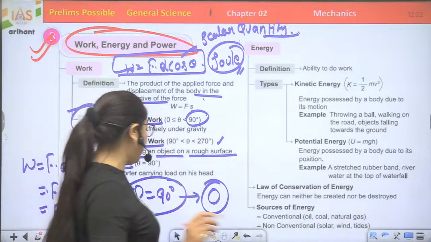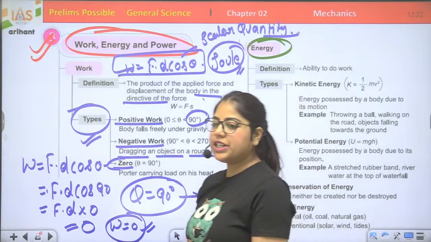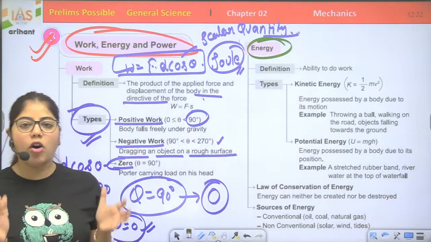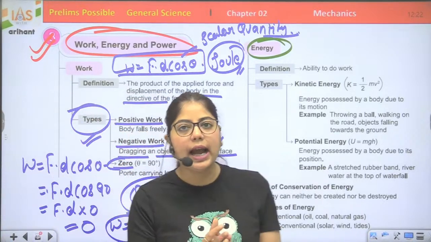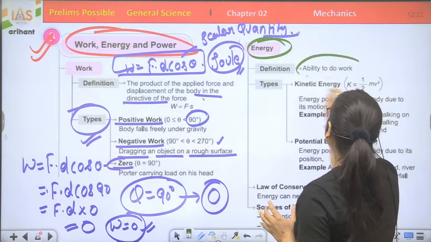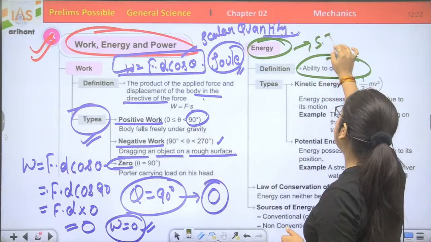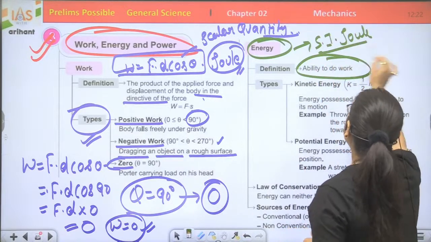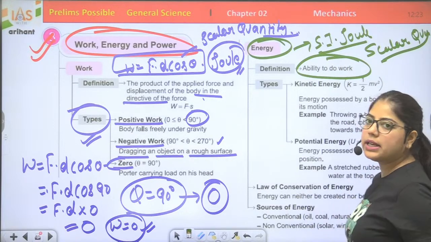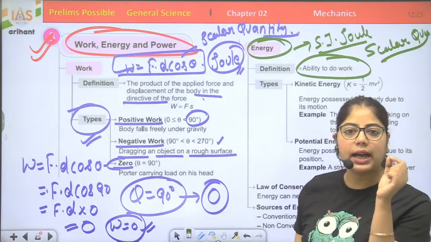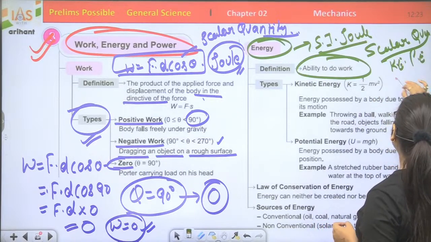Clear? And now we discuss what energy is. What is energy? Tell me. Energy exists in many forms, but all energy is classified as either kinetic energy or potential energy, right? It is the ability to do work. Energy also has the SI unit joule, and energy is a scalar quantity, right? We are going to discuss this further in this chapter.